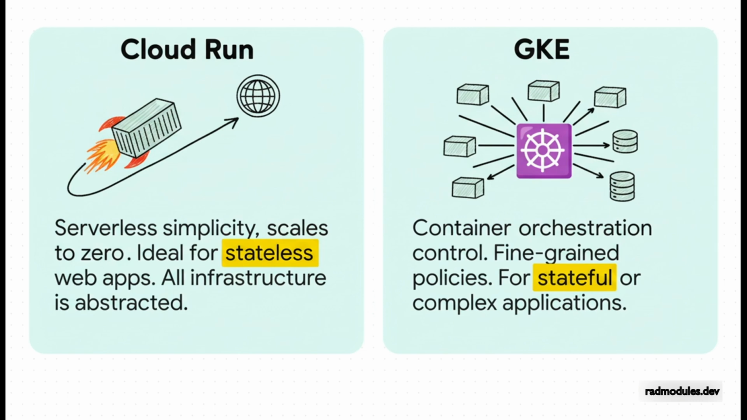Think of Cloud Run when you need speed and simplicity. It's serverless, it scales all the way down to 0, which is great for your bill, and it's perfect for those straightforward stateless web apps. GKE, on the other hand, is your powerhouse. It gives you all the control of Kubernetes for those more complex or stateful apps where you need to manage every little detail of networking and orchestration.